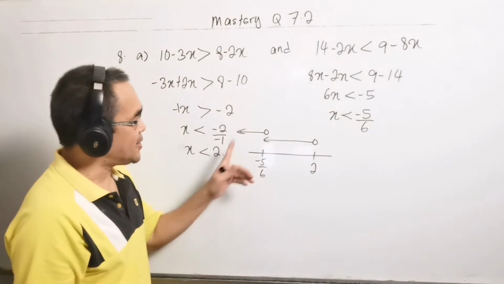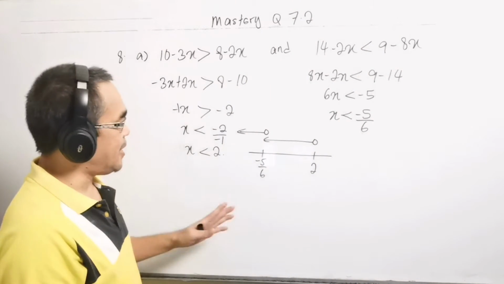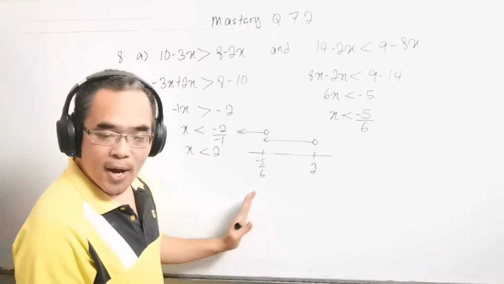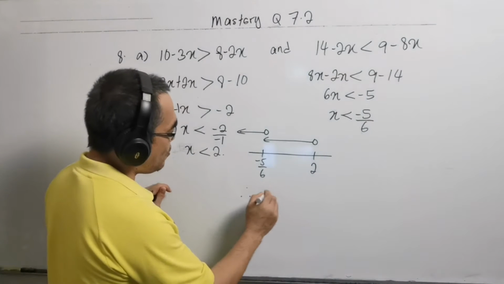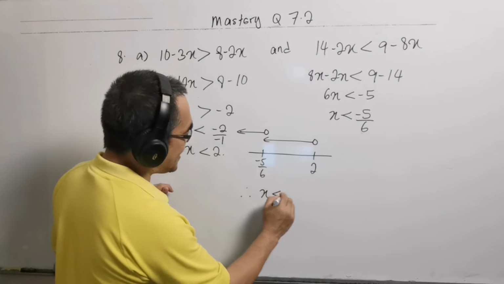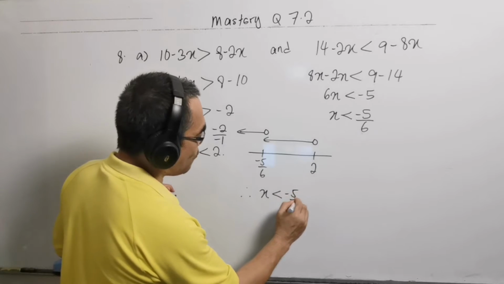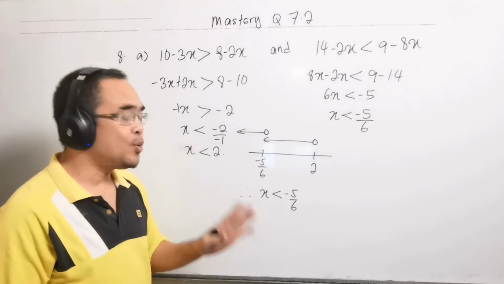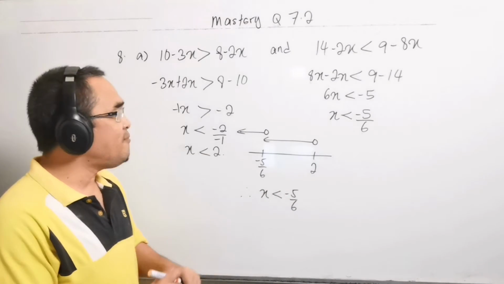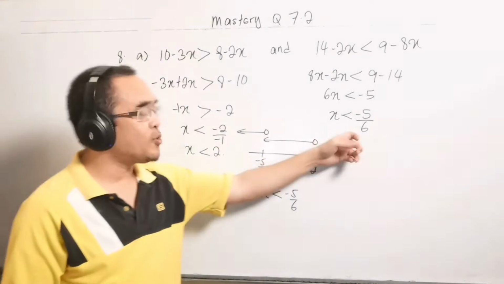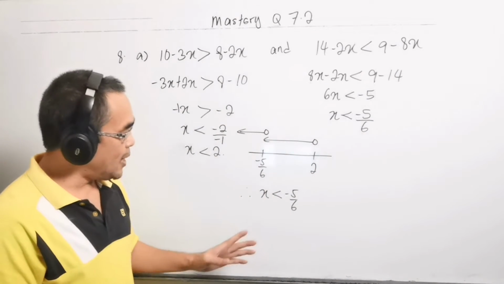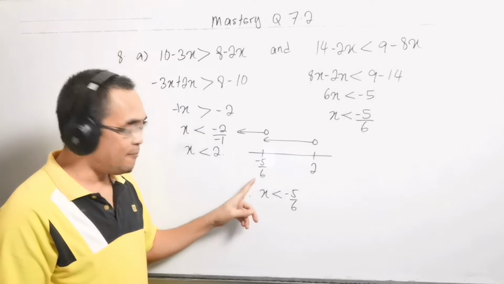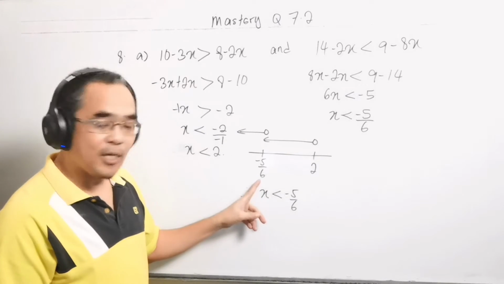So in this case, when the symbols are the same, to the left side, both of them, so the answer will take only one of the value. Therefore, we say x is less than negative 5 over 6. Why? Because less than 2 is not important anymore. Any value that corresponds to both of these values will be fulfilling the first inequality.